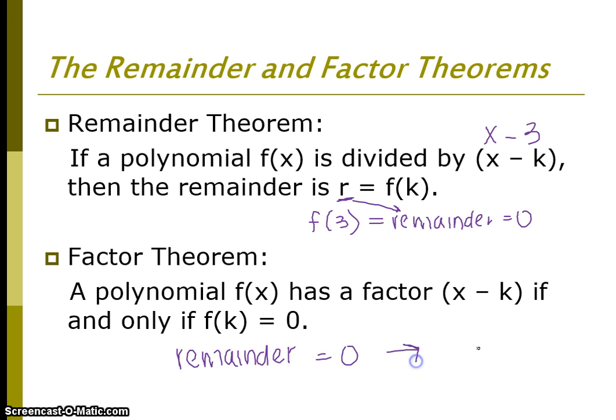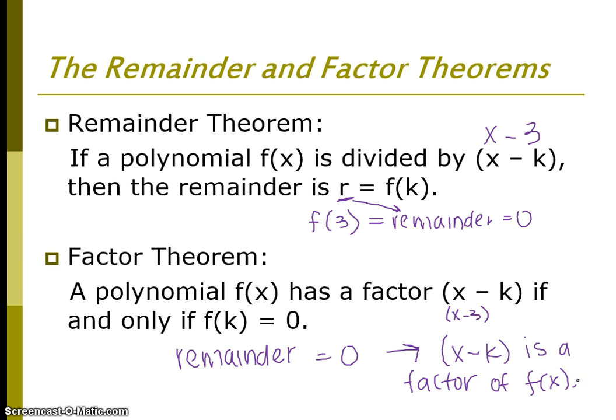That means that whatever you divided by, x minus k, or like from the previous problem it was x minus 3, that is a factor of f of x. So if my remainder is 0, then I've just found one of my zeros. Sounds redundant, but one of your x-intercepts.